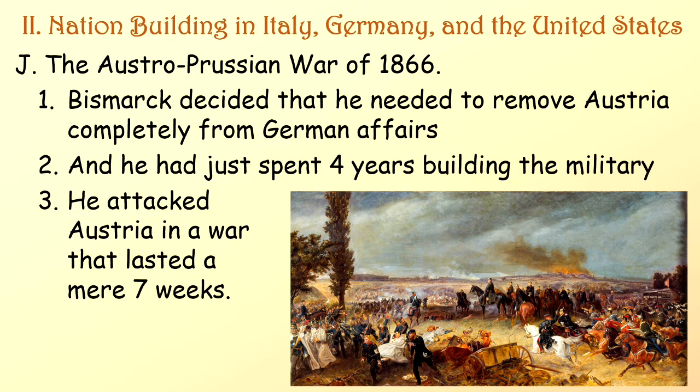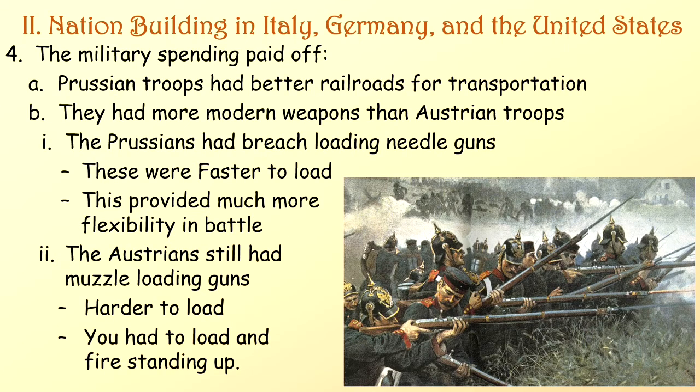Bismarck decided that he needed to remove Austria completely from German affairs. And he had just spent 4 years building the military. So he attacked Austria in a war that lasted just a mere 7 weeks. The military spending had paid off. Prussian troops had better railroads for transportation. They had more modern weapons than Austrian troops.